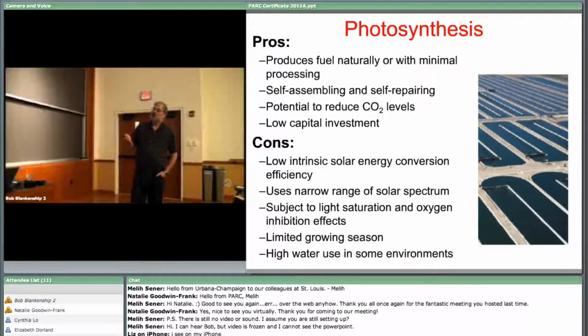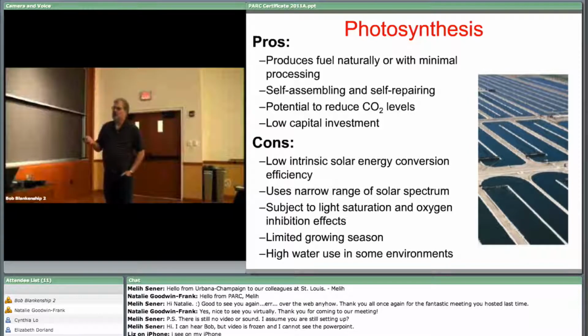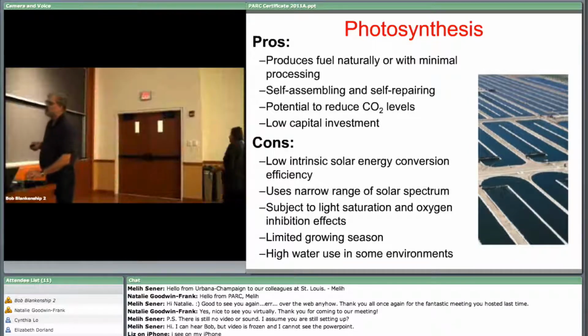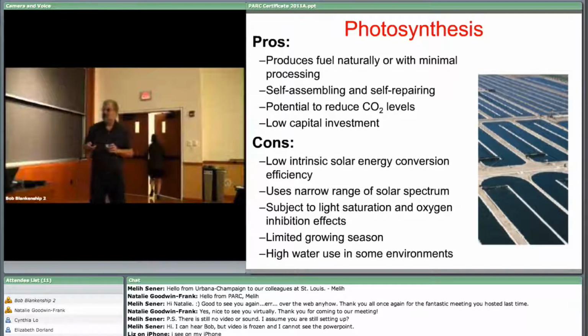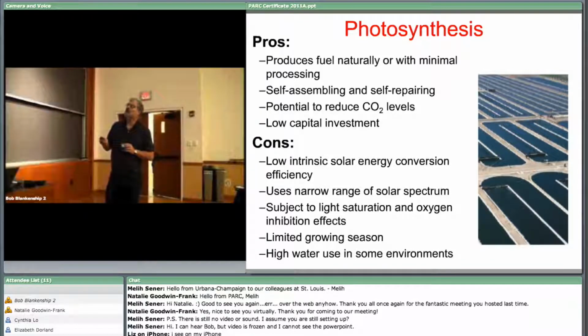They have this lower intrinsic conversion efficiency. They use the narrow range of the solar spectrum, which is one of the reasons the efficiency is low. Have the light saturation, and I didn't talk about it, but there's also oxygen inhibition effects, limited growing season. In some cases, they use a lot of water, so in some environments, it may not be that feasible given the water use.